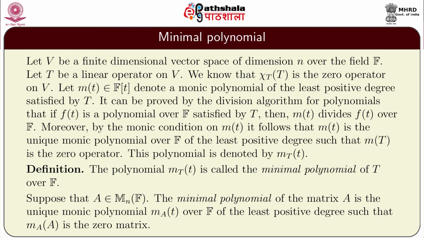Let us now choose a monic polynomial of the least positive degree satisfied by T and call it m(t). We know by the well ordering property of the set of natural numbers that we can indeed get one such polynomial which is of the least positive degree, which is monic and which is satisfied by the operator T.